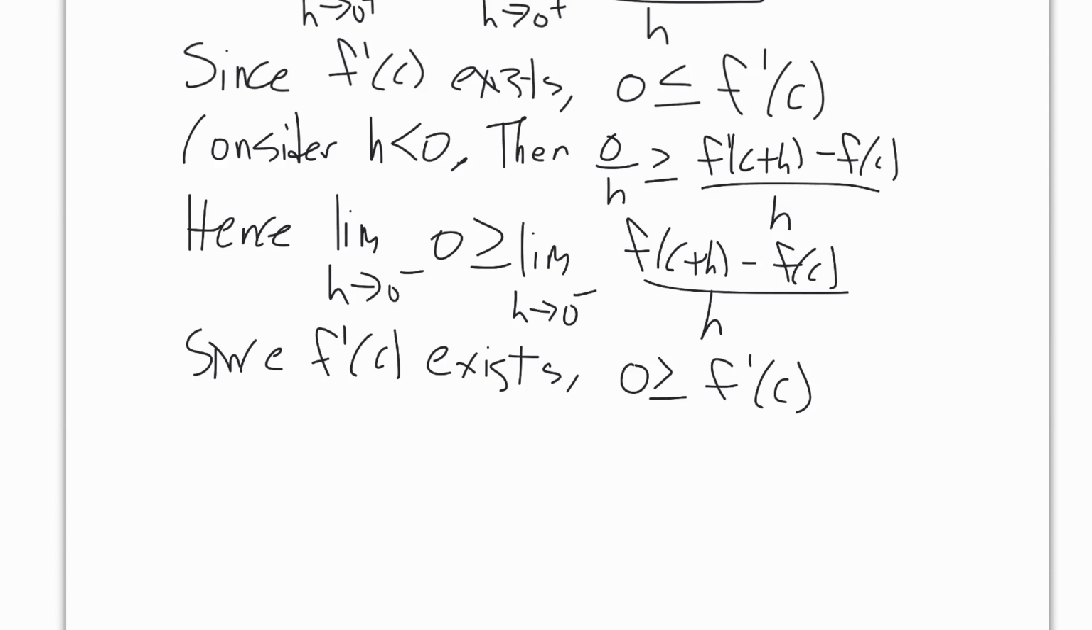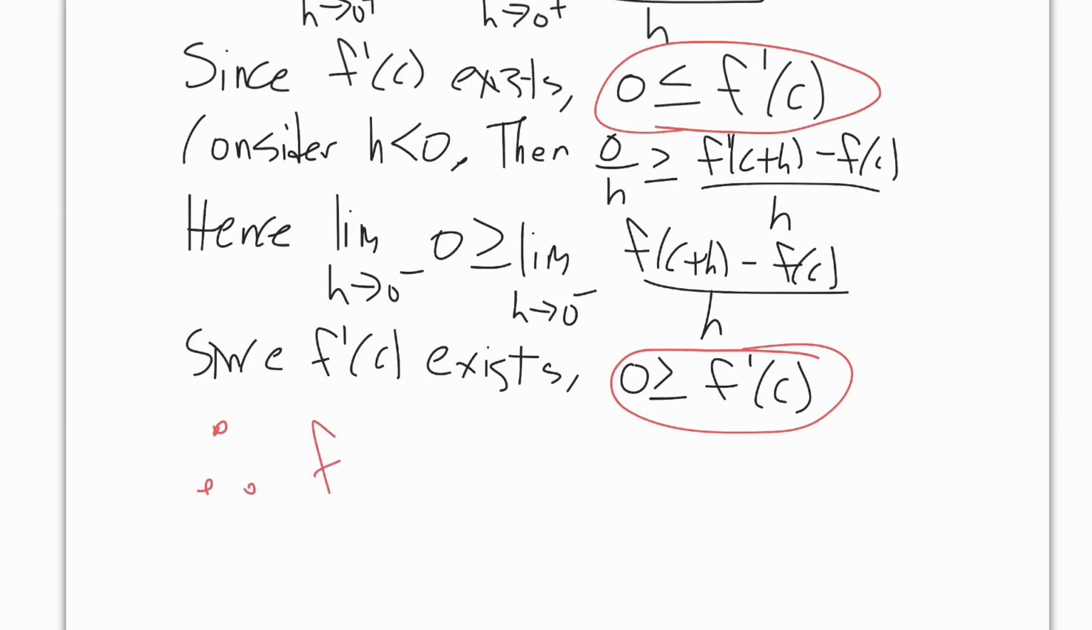Well, we just showed here that f prime of c is greater than or equal to 0. And here we're showing that f prime of c is less than or equal to 0. Well, what number is both greater than or equal to 0 and less than or equal to 0? There's only one number, the number 0. So these two inequalities tell us that therefore f prime of c must be exactly equal to 0. And we're done with the proof.